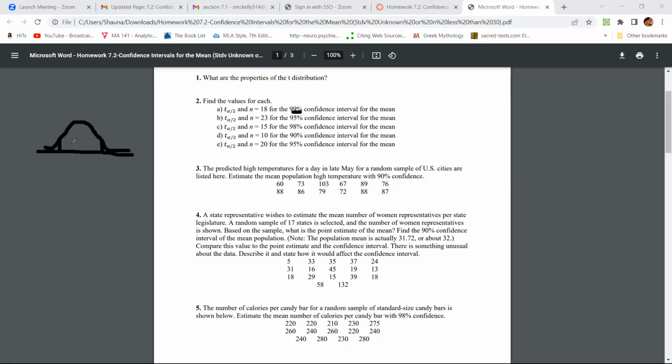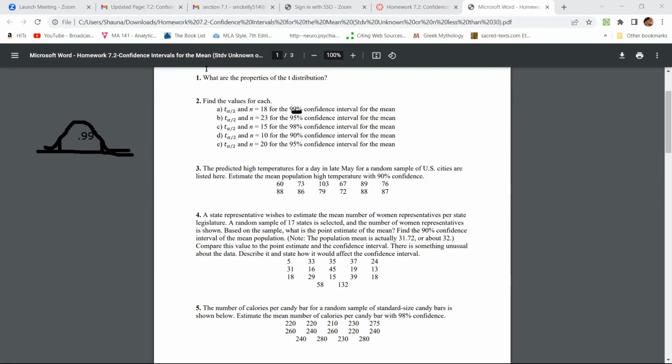The confidence level is in the middle of the distribution. That's called the body of your distribution. So this is 99 here, okay? This is 99 here. Now what you're going to do is subtract it.